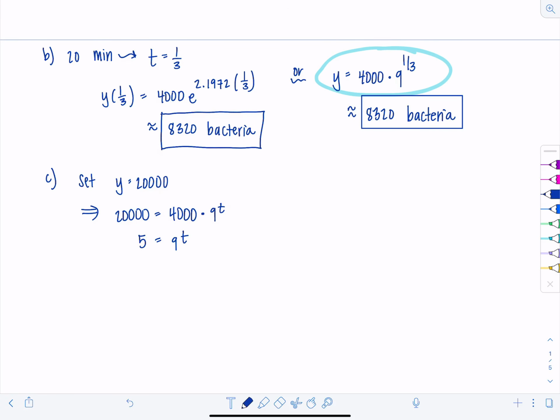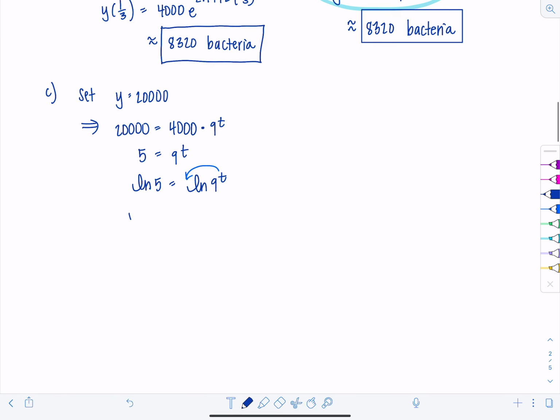Let's go ahead and take the natural log of both sides. So ln of 5 equals ln of 9 raised to the t. And then we can move t to the front there. So we have ln of 5 equals t times ln of 9. So t equals ln of 5 over ln of 9. That's the exact answer. And then t is being measured in hours.